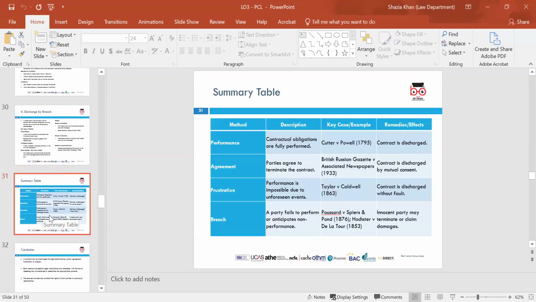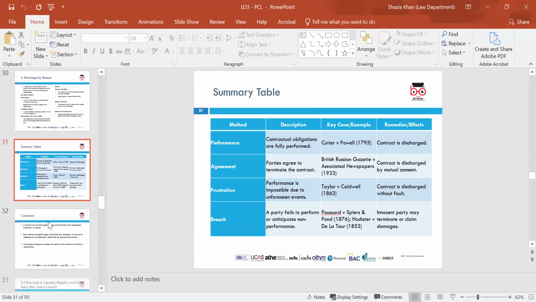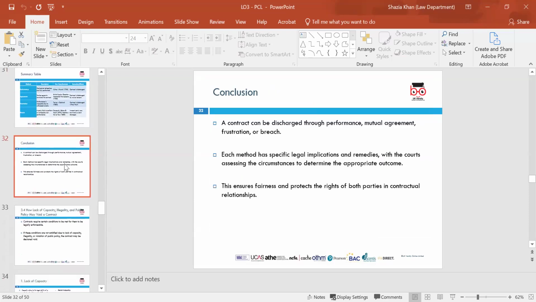So this table looks at the types of discharge: performance, agreement, frustration, and breach, with reference to what each one is, the description, and reference to key cases, remedies available and effects under contract law. So a contract can be discharged through performance, mutual agreement, frustration, or breach. Each method has specific legal implications and remedies, and when courts look at it, they will identify each one on the basis of the case, and this ensures protecting the rights of both parties and making sure that everything is fair.